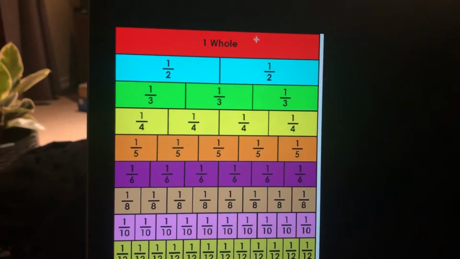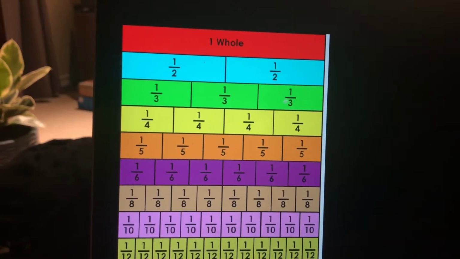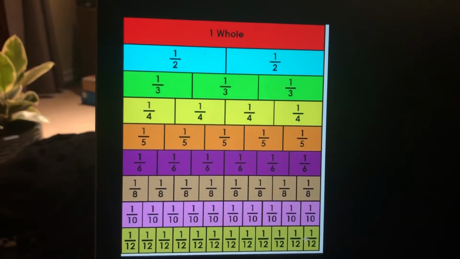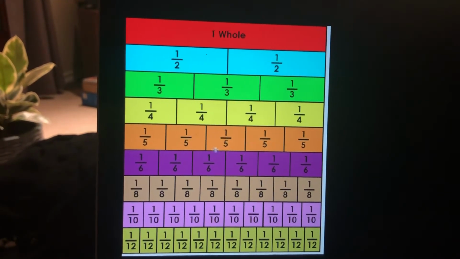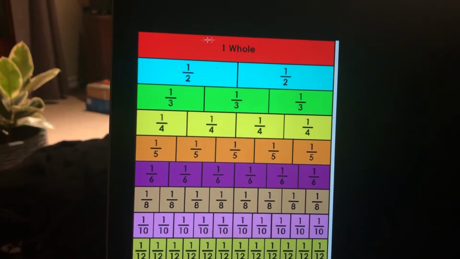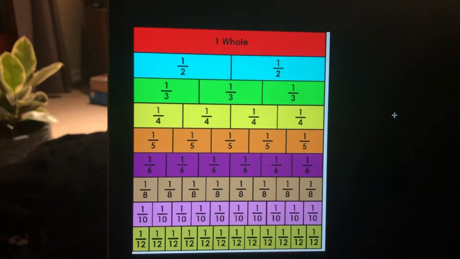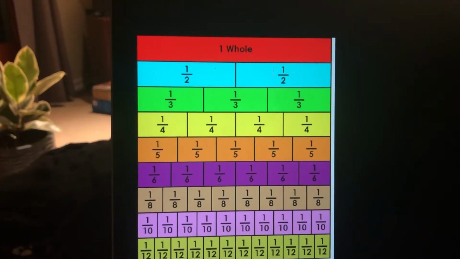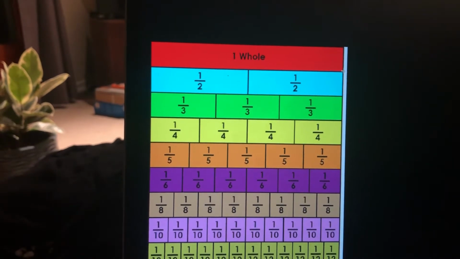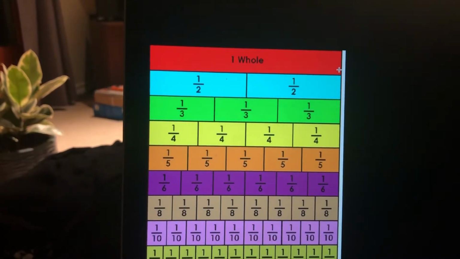So my first question is, which piece is the biggest piece? If this was a candy bar that you were splitting up into sections, which color piece would you want? Which is the biggest color to have? Yeah, one whole is the biggest piece. If I had the whole entire candy bar, that would be the biggest piece.